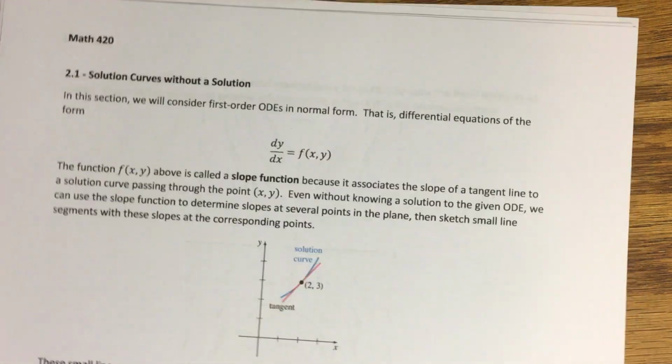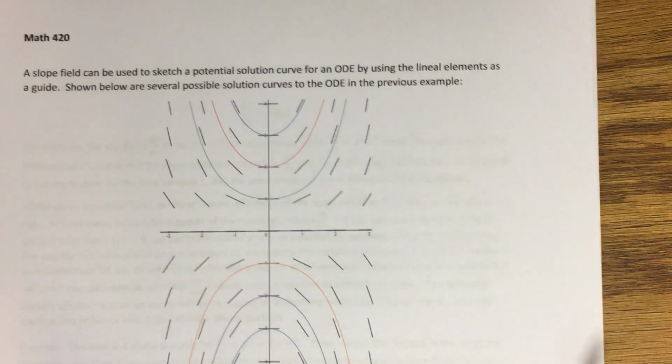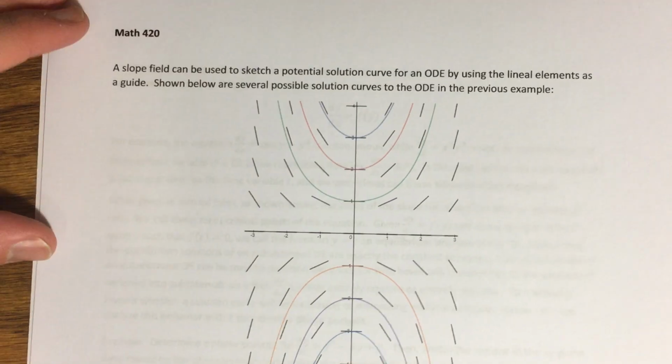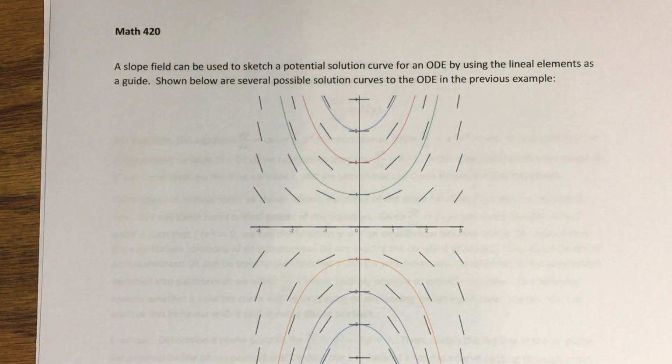So let's move on to this next page here. So what is the point of a slope field? Well, the idea behind a slope field is that it gives us an idea as to what a solution curve to our differential equation might look like.